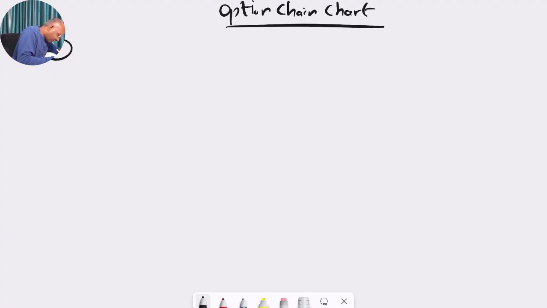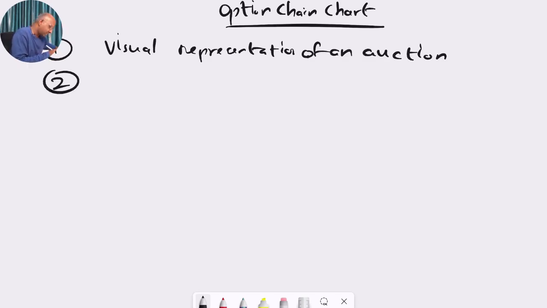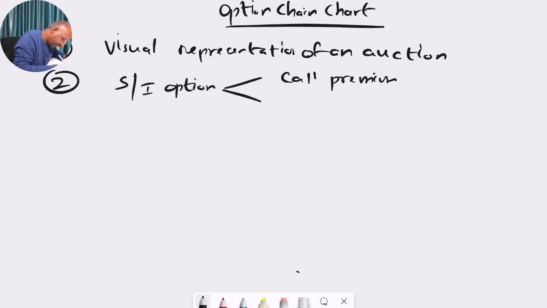In today's episode, we will discuss the concepts of option chain chart. Option chain chart is the visual representation of an auction in a live market. Before we deep dive into options, let's understand a few key points. We knew that every stock option or an index option will be assigned a call premium and put premium.